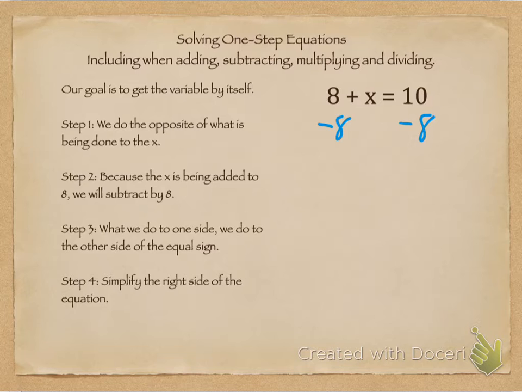And whatever we do to one side, we do to the other side of the equal sign. We now simplify. 10 minus 8 gives us 2, and we are left with x equals 2.